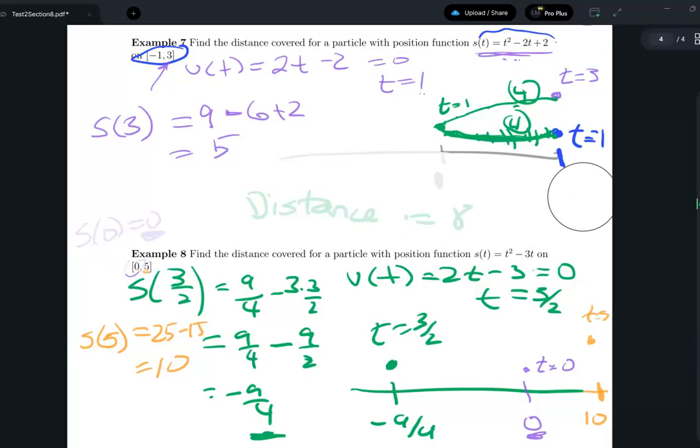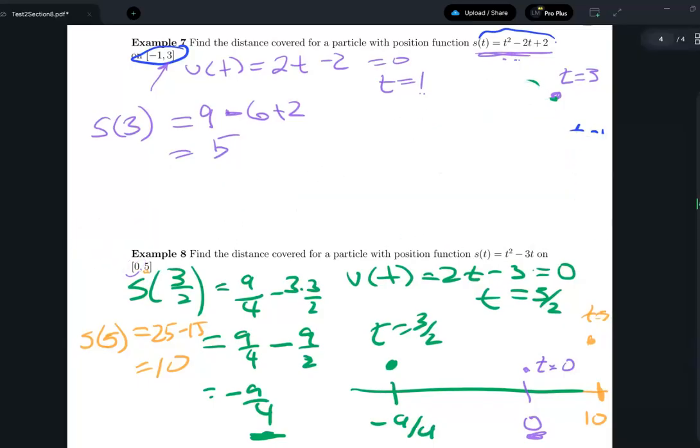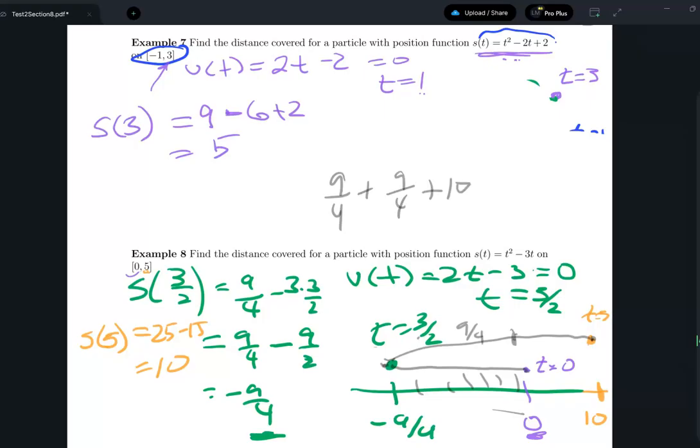So let's come up here to find out what the distance traveled is. So it starts at 0, goes back to -9/4, and that's at time 3 halves, and then goes to here at time 5. So this distance here is 9/4 steps, right? And then this distance here, if I just go from here to here, that's 9/4 steps, right? I'm taking positive 9/4 steps. And then from here to here is another 10 steps. So that's the total distance covered.